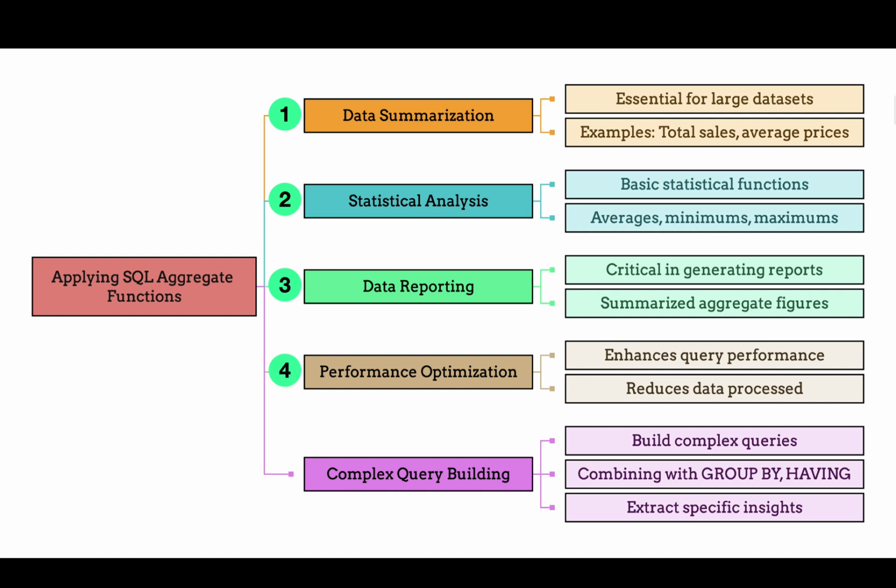4. Performance optimization. Using aggregate functions can greatly enhance query performance by reducing the amount of data processed and transferred. 5. Complex query building. They can be used to build more complex queries, especially when combined with the group by and having clauses, to extract specific insights from large datasets.